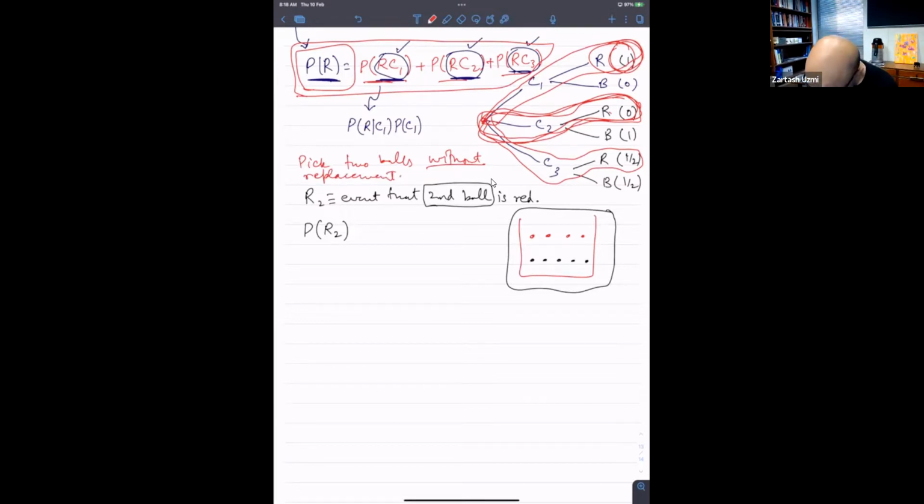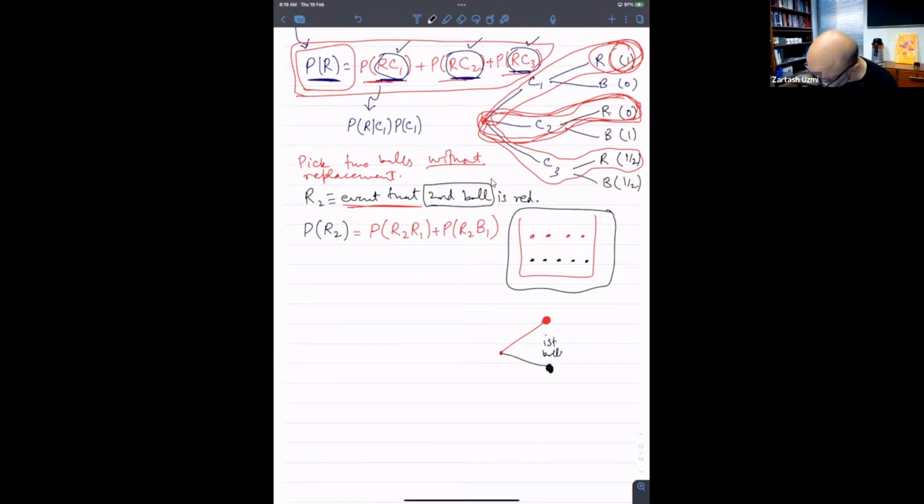So I cannot answer this directly until I know what was the color of the first ball. So what I do here is I write that the probability of R2 is the probability of R2 and the first ball is R1, first ball was red, plus the probability of R2 and the first ball was black. Why? Because when you pick the first ball, it could be red or black. This is the first ball.